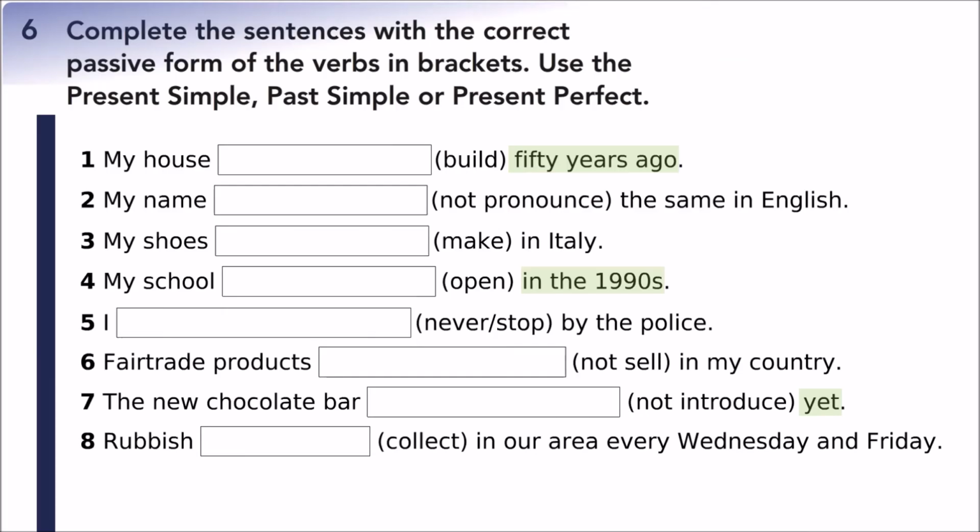You have 1 minute to complete exercise 6. I've highlighted some of the keywords that can help you decide on the tenses to use, but for the rest of them, you'll have to decide. You have 1 minute.